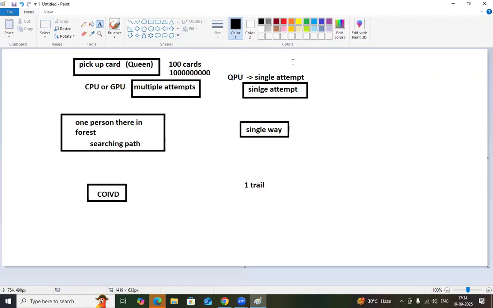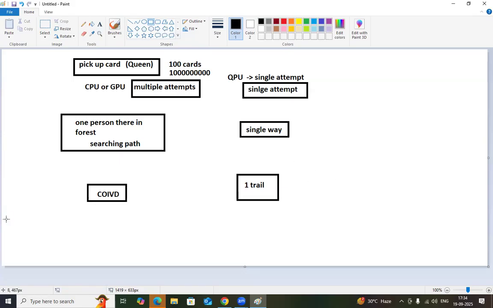In future, whenever dangerous diseases like this come, CPUs and GPUs finding the COVID vaccine take a lot of time. They attempt a number of times. But with the QPU, only one trial, one shot, and the vaccine will automatically be found. That much higher searching pattern is available with the qubits.